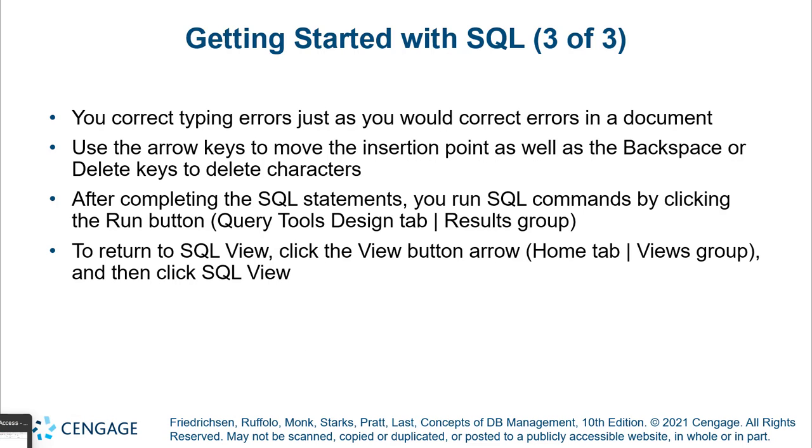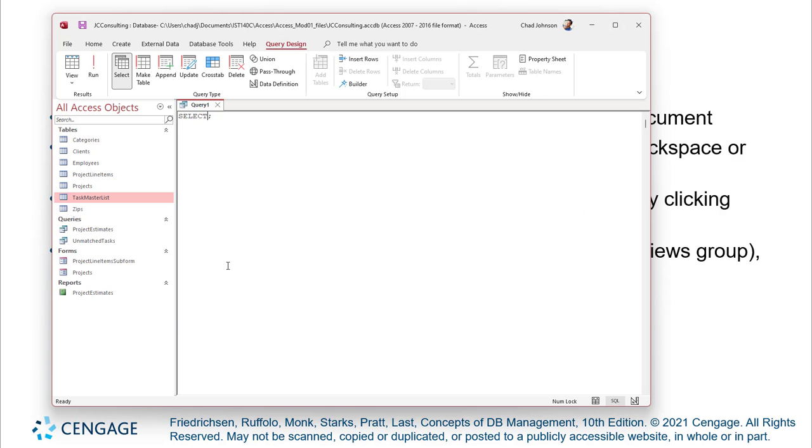When we're in this view, writing our query in SQL, it's essentially just like a text document. We can use the arrows to navigate, go back, delete characters, things like that. You can treat it essentially like any other text document. And then when we run it, we just click the run button.